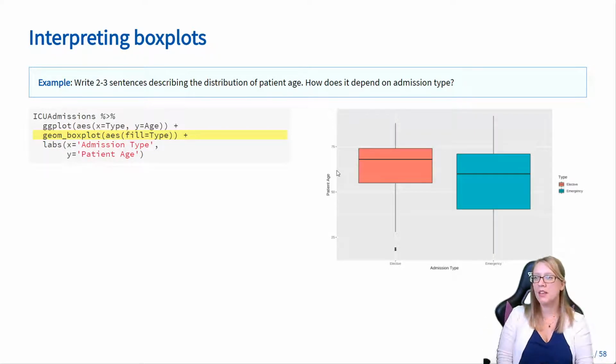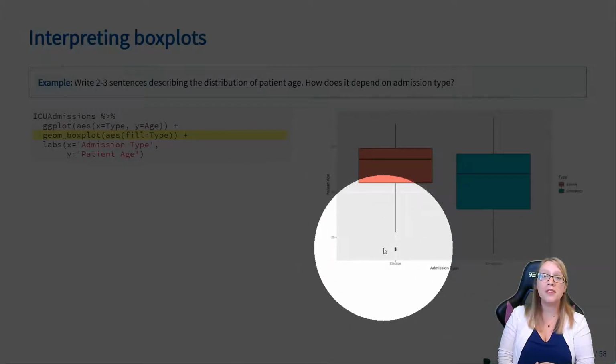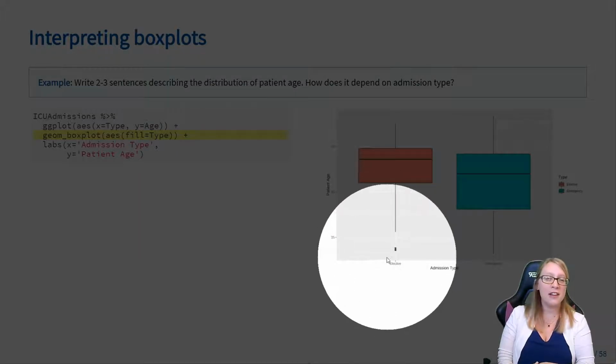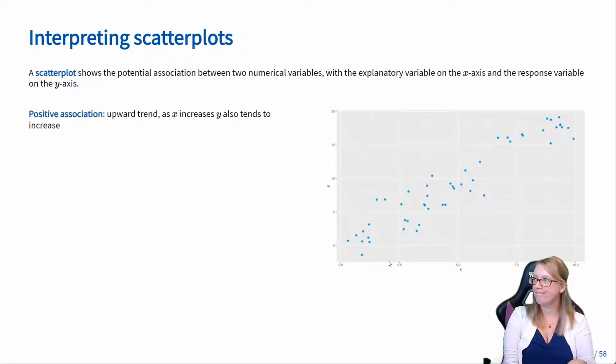There are two elective observations that are outliers, so who are younger than the rest, a little bit surprisingly younger. Compared to emergency, there really aren't any outliers.